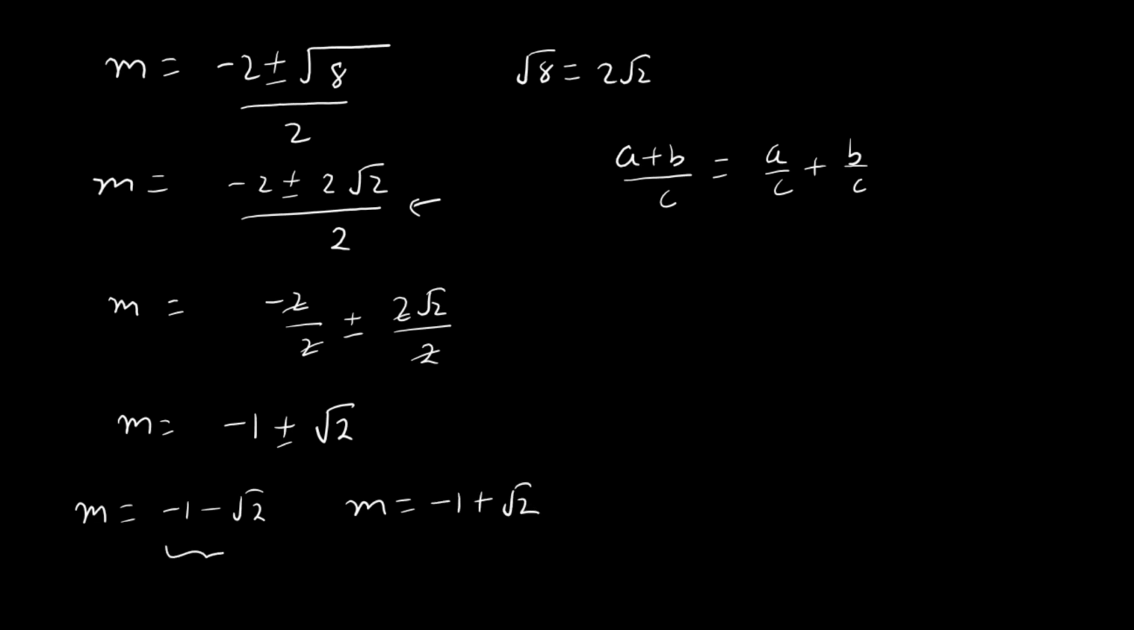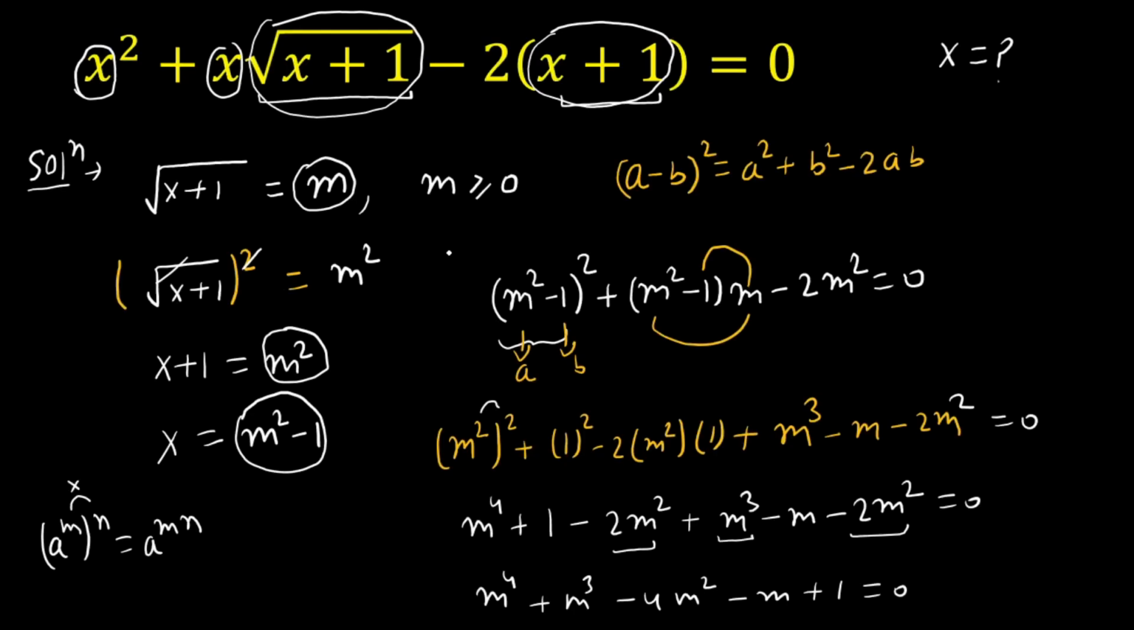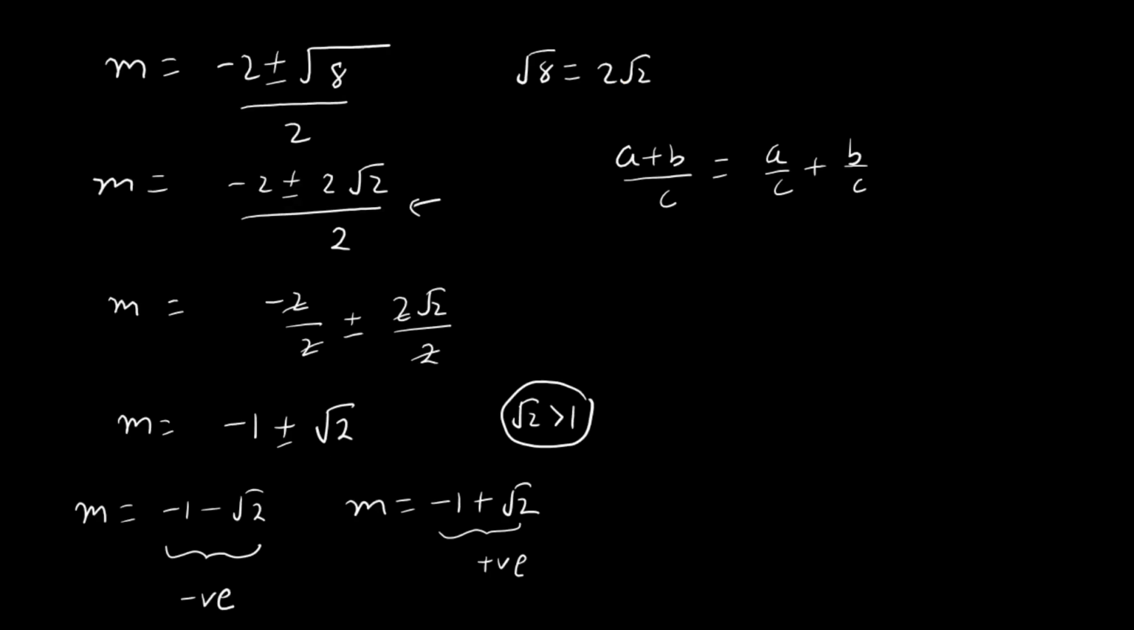But look carefully, minus 1 minus square root of 2 is negative and this one is positive because square root of 2 is greater than 1. Now here m is greater than or equal to 0. So it means m cannot be negative. So if m cannot be negative, this value of m is rejected. Here the value of m is square root of 2 minus 1.